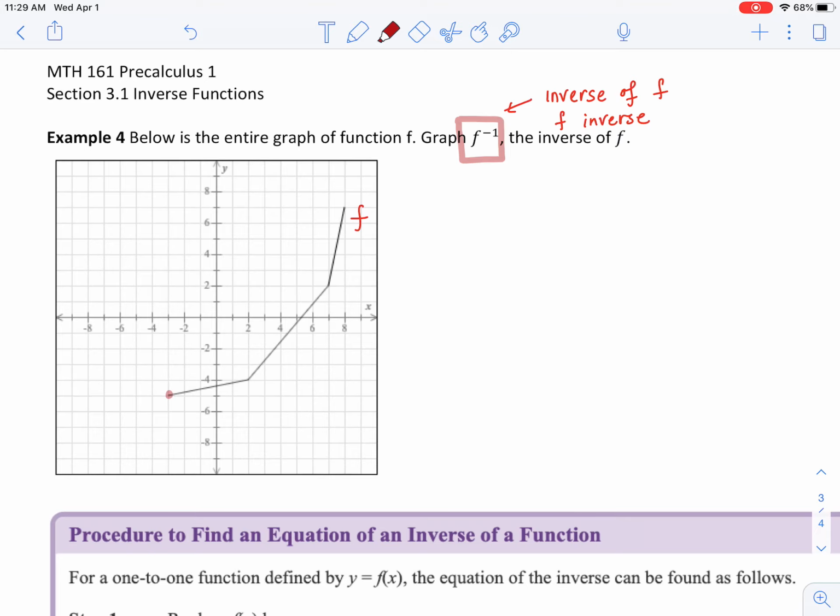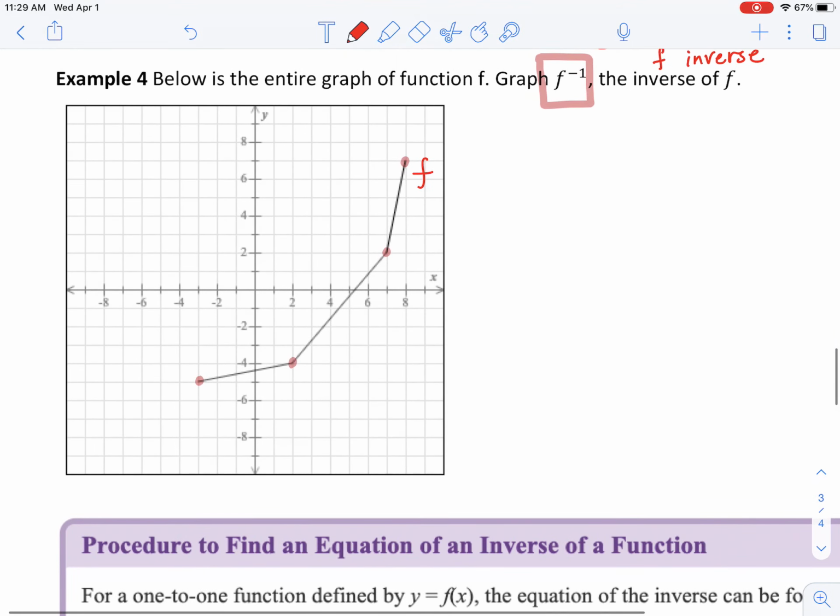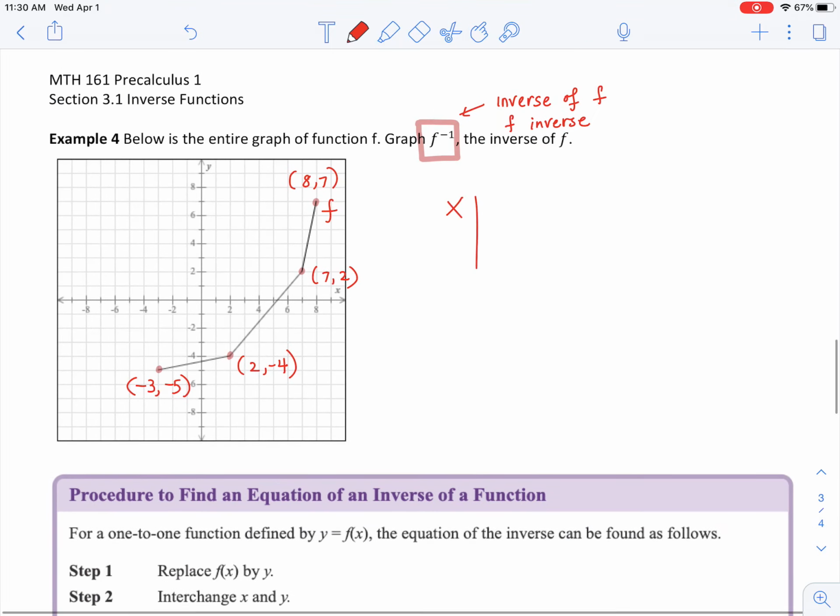This one is similar to what you will do on your homework. What I suggest is you just plot a couple of points on this graph. I got 1, 2, 3, and 4. Let's use the same strategy that the lady in our little demonstration used. Now I'm going to find all these ordered pairs. The first ordered pair is at -3, -5. I'm writing down all the ordered pairs. This one is at 2, -4. This one is at 7, 2. And the last one up here is at 8, 7.